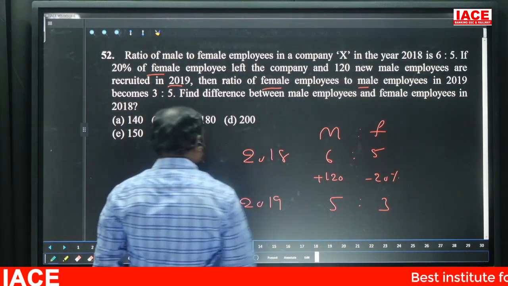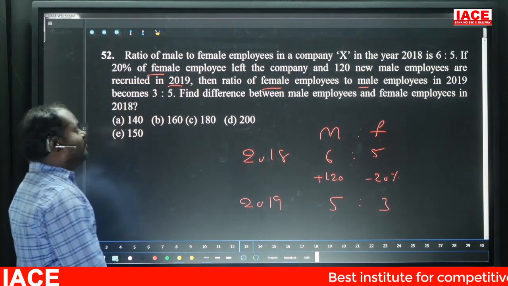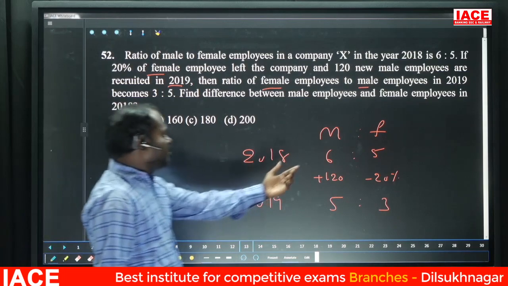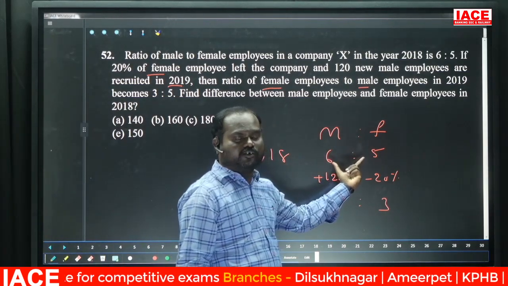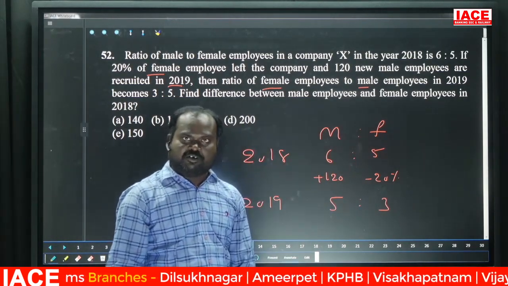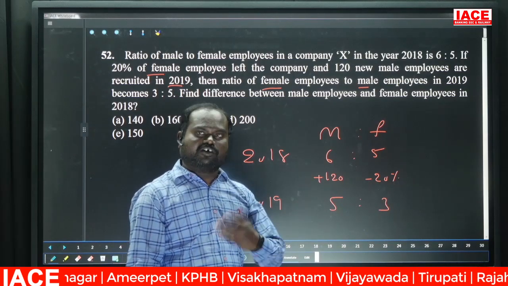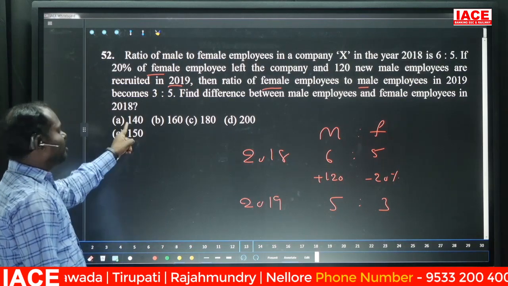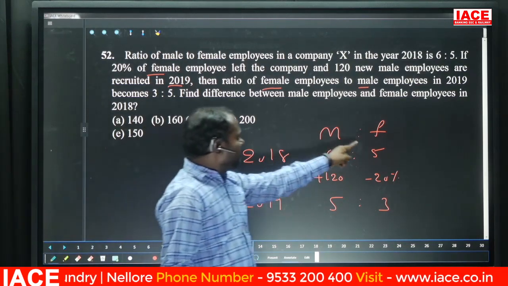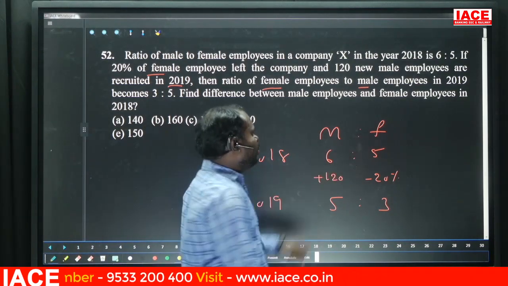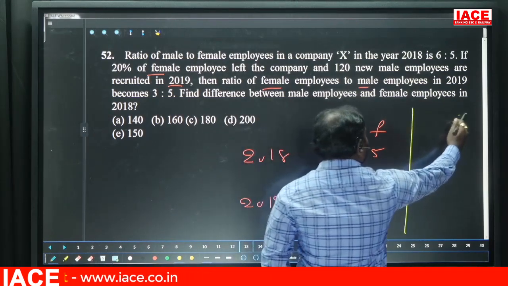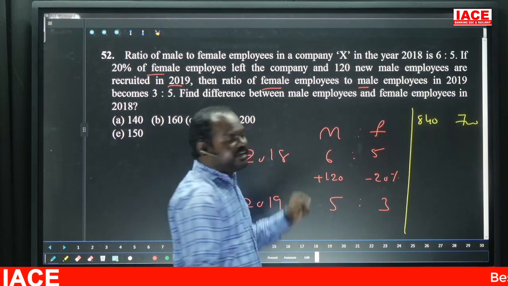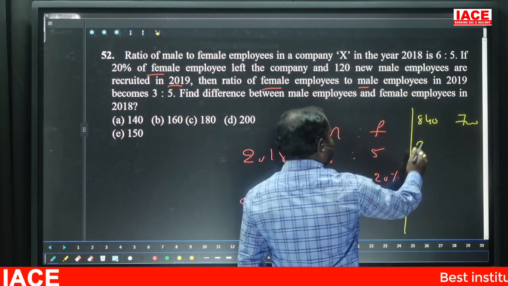The question asks for the difference between the male and female employees in 2018. We can go through the options one by one for verification, or solve it the normal way, whichever is comfortable. With option verification, as per the first option, 140: if one part is 140, the males are 6 parts, which is 840. With 120 extra, that means 960.